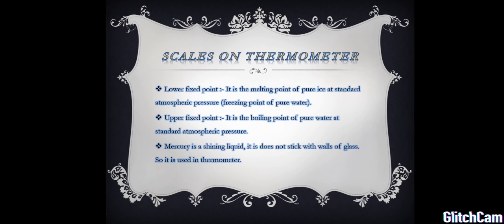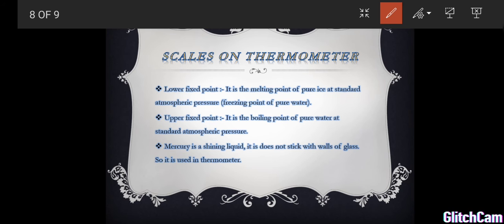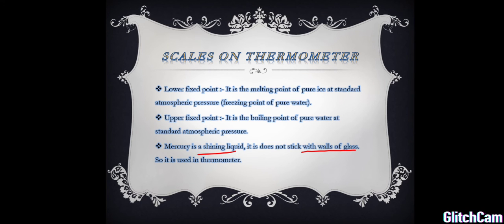Next, what are the scales we are using in a thermometer? There are two fixed points. One is called the lower fixed point, the other is called the upper fixed point. The lower fixed point is equal to the melting point of ice or the freezing point of water, and the upper fixed point is the boiling point of water, that is 100 degrees Celsius, and the lower fixed point is 0 degree Celsius. Okay, why are we using mercury in a thermometer? Because it is shining and it does not stick to the walls of the glass of the thermometer, so we are able to measure it clearly. That's why we are using mercury in a thermometer.